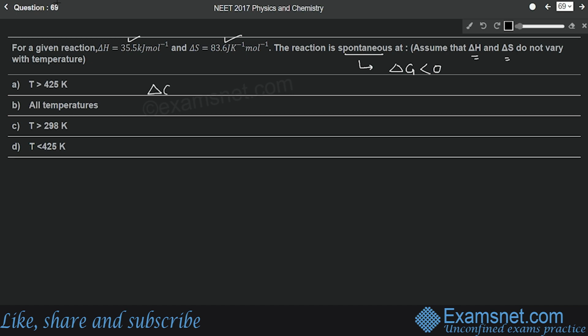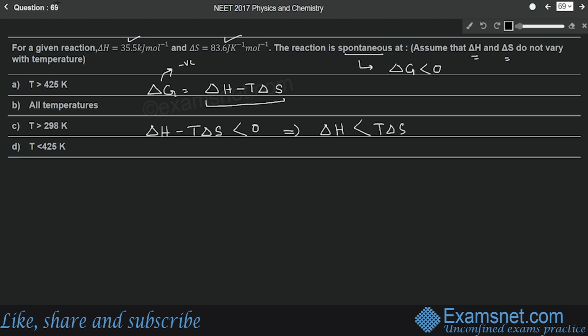Now we know that delta G is equal to delta H minus T delta S, right? Now here for the spontaneous reaction, delta G should be negative. It should be less than 0. So this expression delta H minus T delta S should also be negative. So delta H minus T delta S will be negative for the spontaneous reaction. If we bring T delta S to the right hand side, we'll get delta H should be less than T delta S.